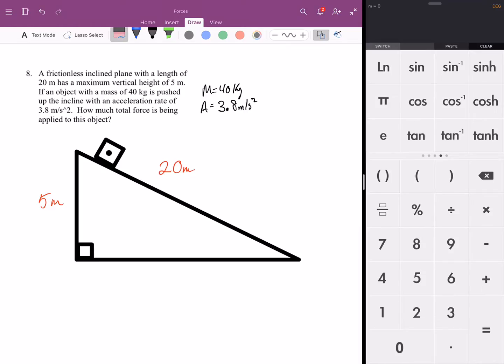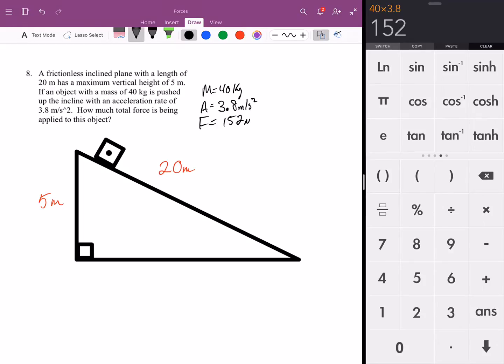Now, number 8 is kind of phrased a little odd. You have an inclined plane with a maximum vertical of 5 meters. The total length is 20 meters. You're applying a force on an object that has a mass of 40 kilograms at a rate of acceleration of 3.8.